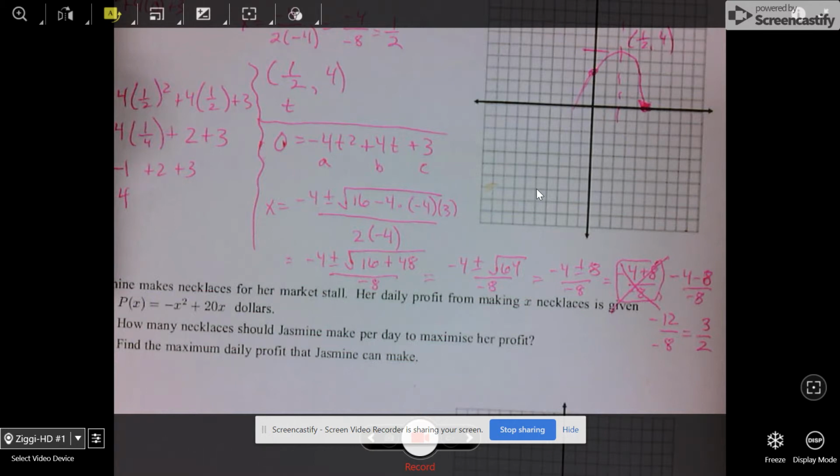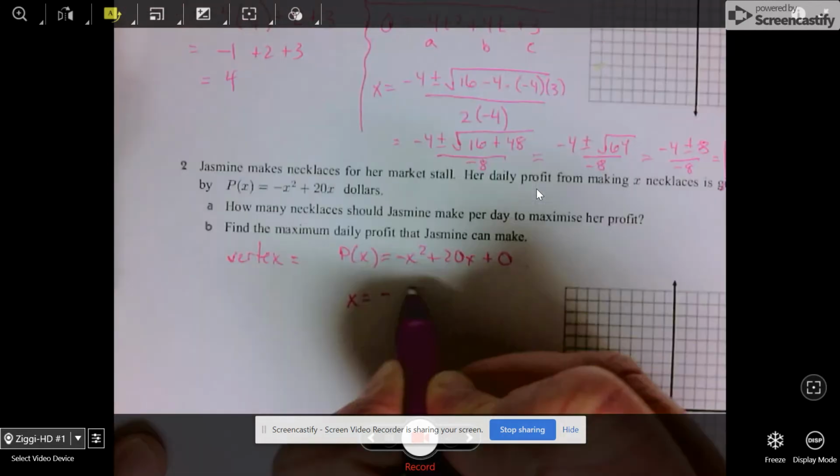over 2a leaves me with 10. And then I'm going to find P of 10. So negative 100 plus 200, that equals 100. So my vertex is 10, 100. And the first one is the x. The second one is the P.